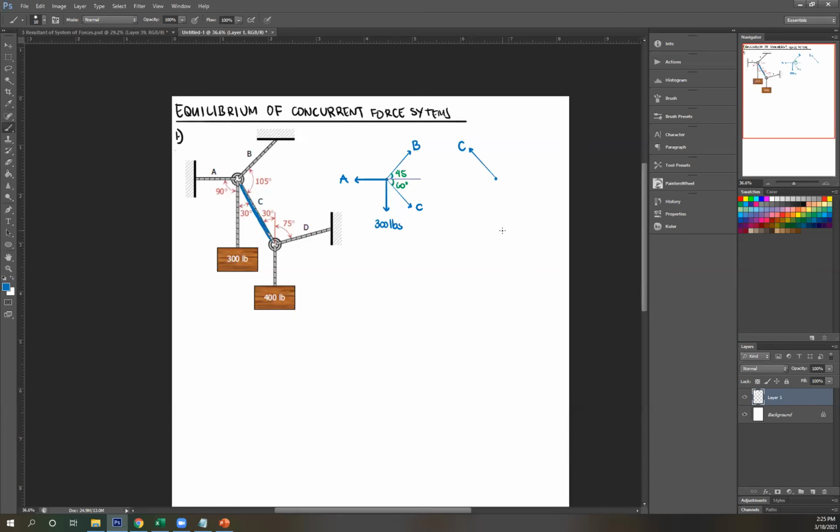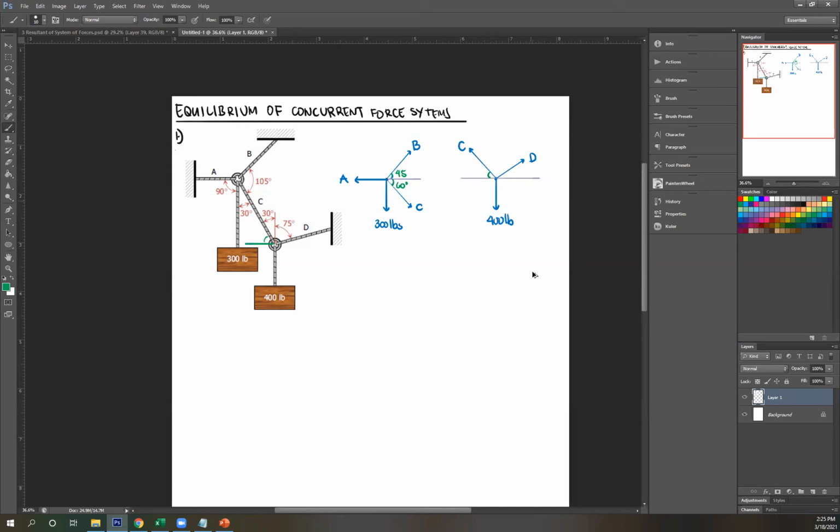And then I have B here. And then I have weight always downward, 400 pounds. And then again, figure out your angles. So this is the angle for C, this drawing. Again, this is 30. Obviously, this is 90. So 90 minus 30, this is 60.